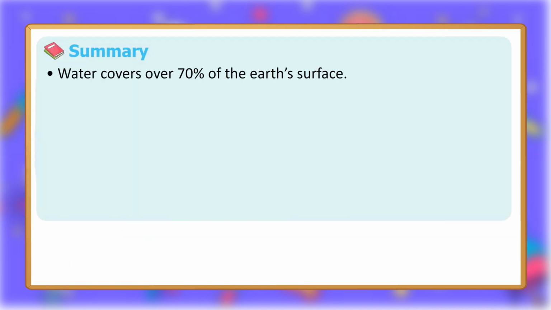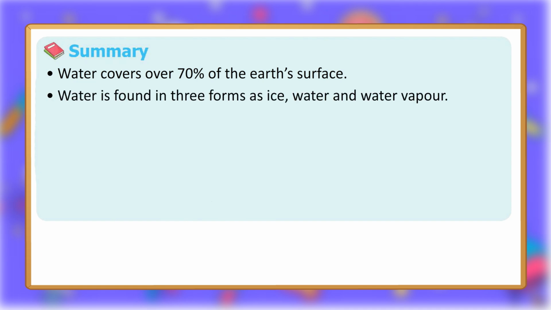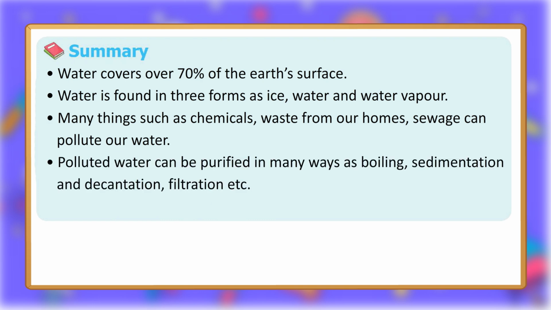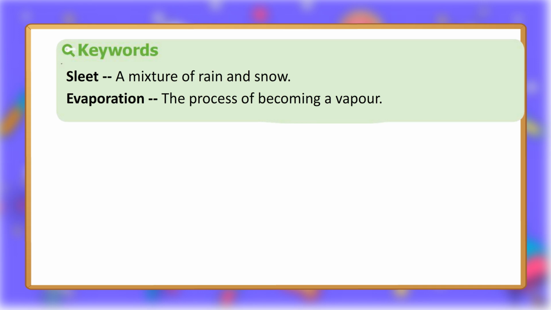Summary. Water covers over 70% of the Earth's surface. Water is found in three forms: ice, water and water vapor. Many things such as chemicals, waste from our homes, and sewage can pollute our water. Polluted water can be purified in many ways, such as boiling, sedimentation and decantation, and filtration. Use a water filter to clean water.